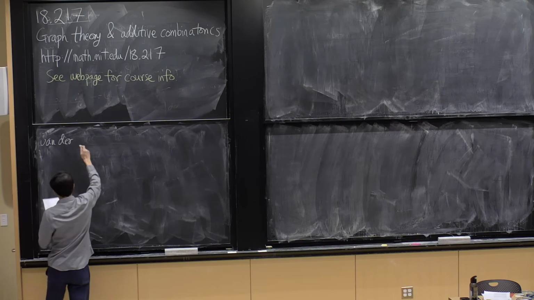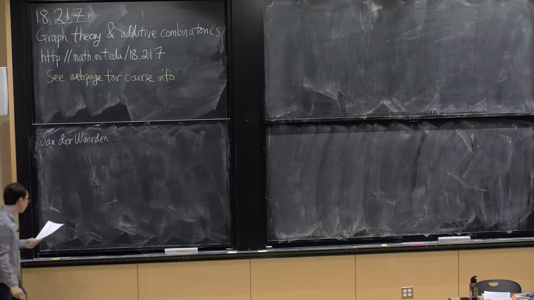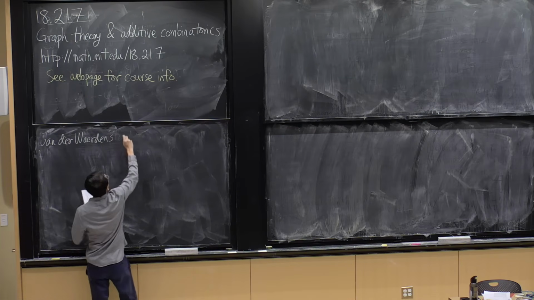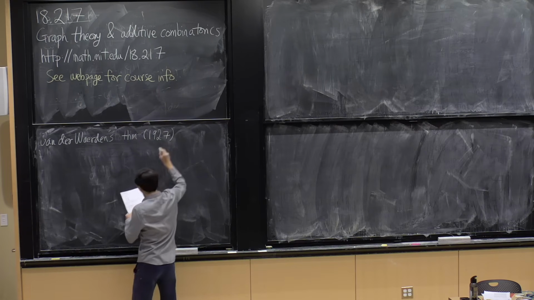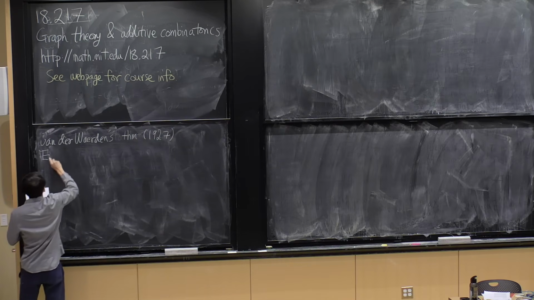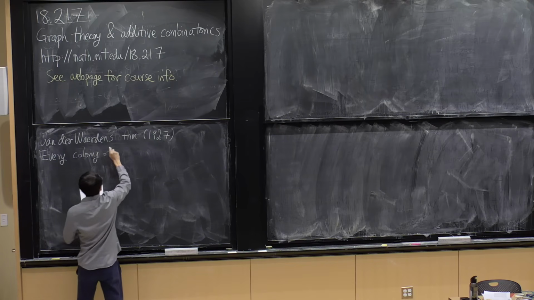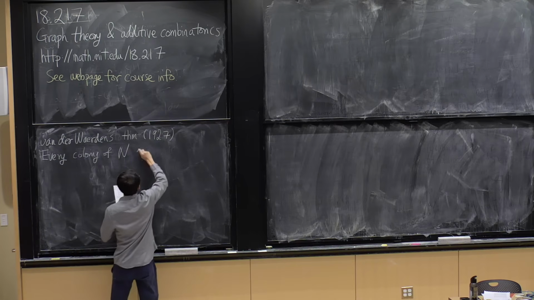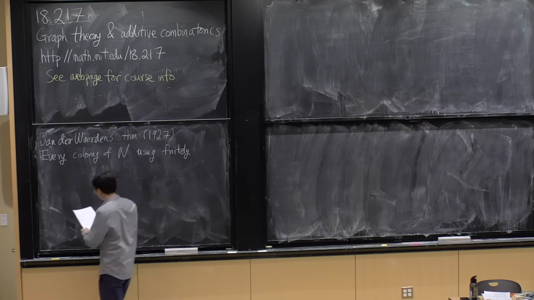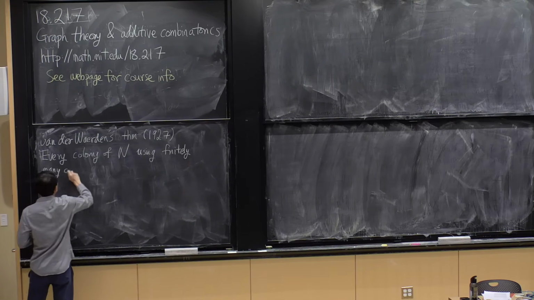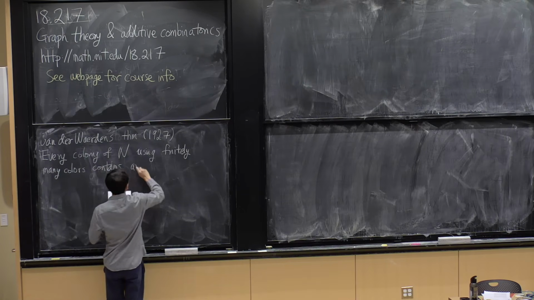After Schur's theorem, which we discussed in the first half of today's lecture, the next big result, I would say, is van der Waerden's theorem, which was 1927. Van der Waerden's theorem says that every coloring of the positive integers using finitely many colors contains arbitrarily long arithmetic progressions.